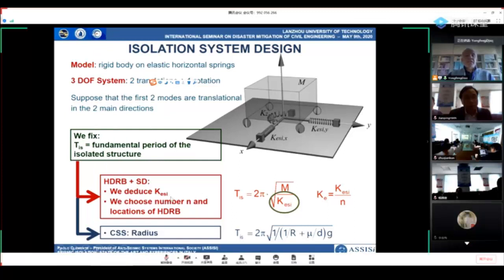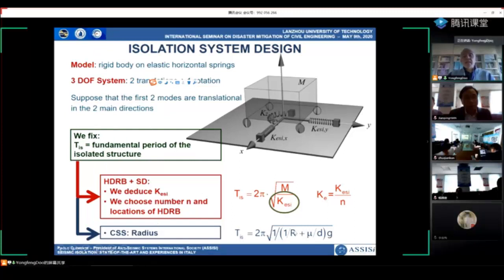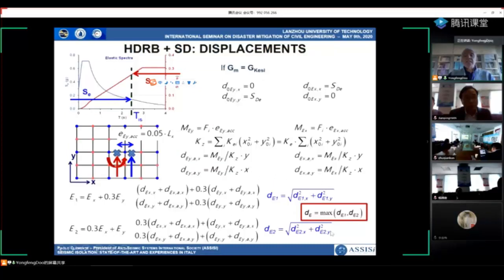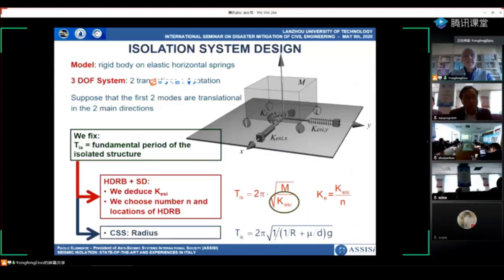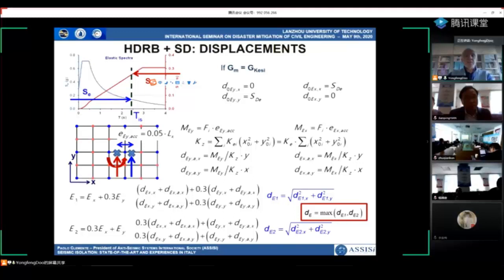For curved surface sliders, we use this formula and we deduce the radius from the period, but in this case also the friction factor and displacement are included. So usually this can be done by means of an iterative procedure.